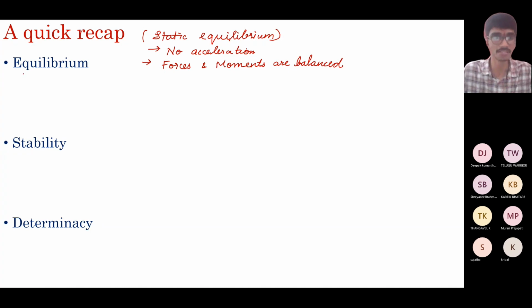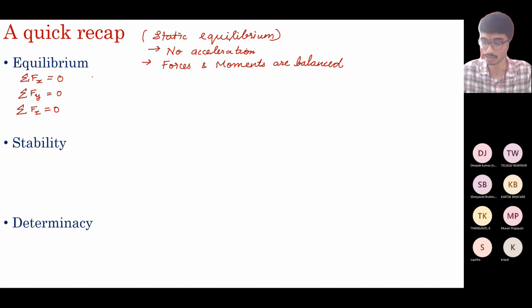So there are three conditions that define the equilibrium of a planar structure. In total, there are 6. One is the sum of all forces along the x direction should be equal to 0. Sum of all forces along the y direction should be equal to 0. Sum of all forces along the z direction should be 0. Not only that, sum of all moments about the x-axis should be 0. Sum of all moments about the y-axis should be 0. Sum of all moments about the z-axis should be 0.